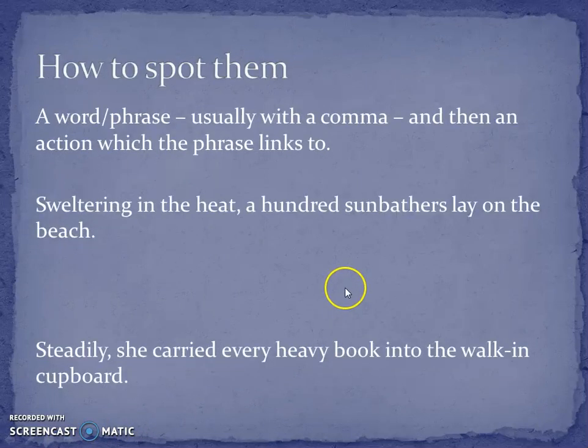So the easiest way to spot them is that usually they come at the front of a sentence, separated by a comma. And you can check that everything in the rest of the sentence matches. So, sweltering in the heat, 100 sunbathers lay on the beach. So you've got the 100 sunbathers lying on the beach, and everywhere on the beach it's hot. So sweltering in the heat applies to everything here.